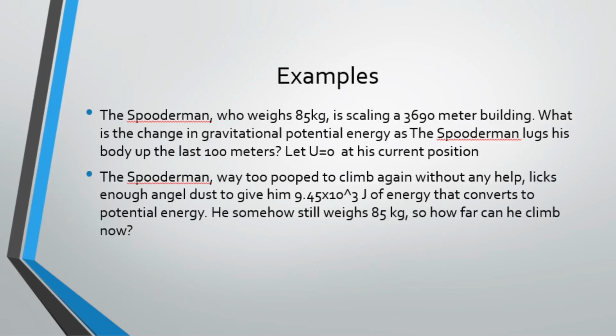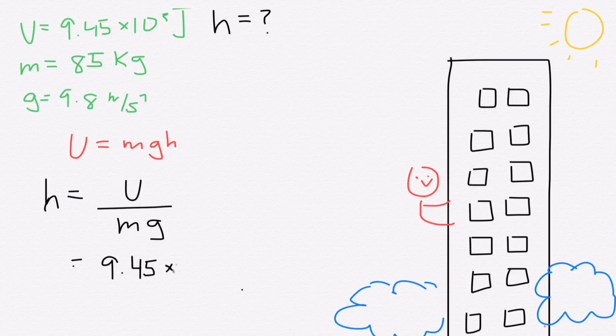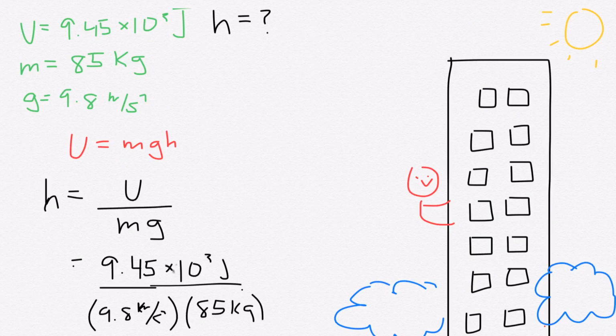Now for the second example, please pause and take a look at the question. So we have our givens, which are the energy, which is 9.45 times 10 to the third, and our mass, which is the same, and gravity. So we're going to use the equation U equals mgh and derive h from that. We'll plug in U for the energy and then divide that by the mass times gravity. After we compute that, we will find that the calories that he ate gave him enough energy to climb 11.34 meters.